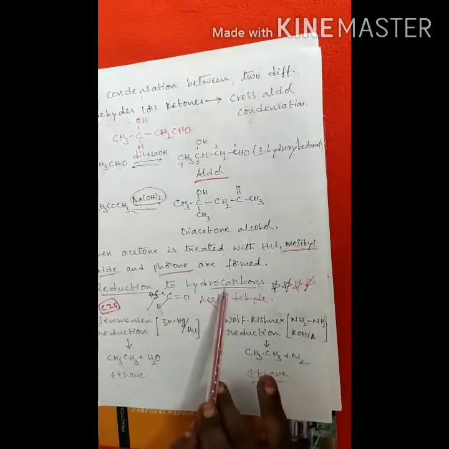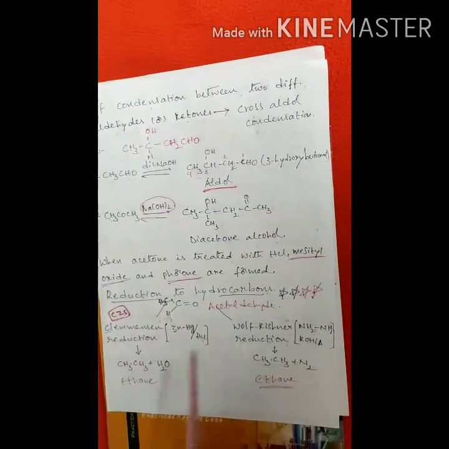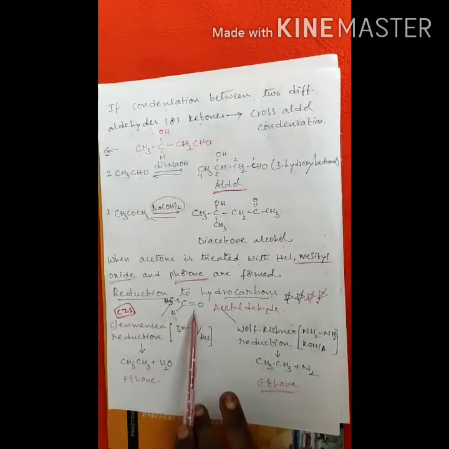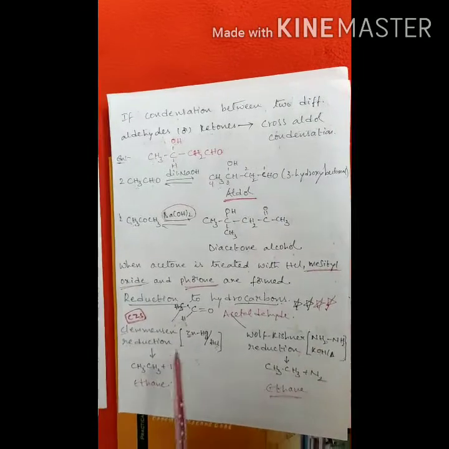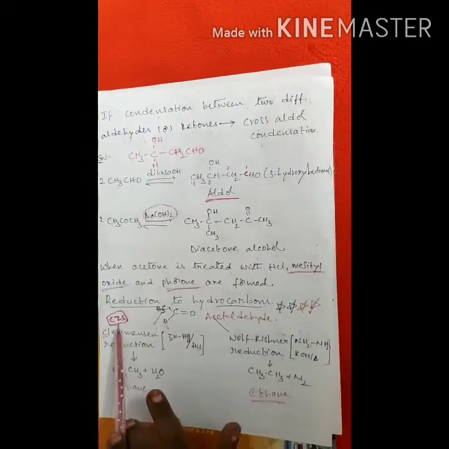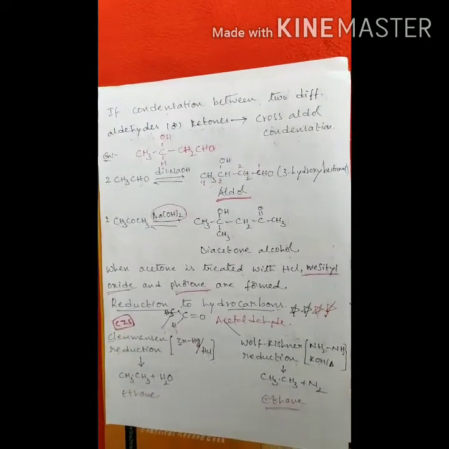Okay, reduction to hydrocarbons. In Clemmensen reduction and in Wolff-Kishner reduction, carbonyl compounds are converted into hydrocarbons. The reagents are different. Zinc amalgam in HCl is called Clemmensen reduction.